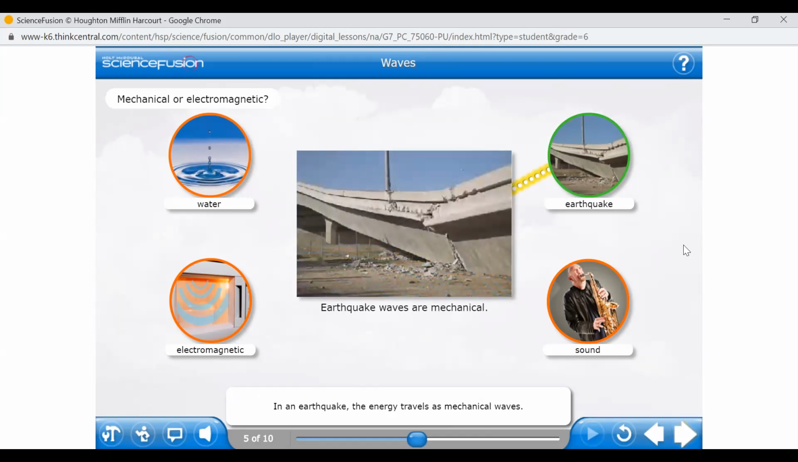In an earthquake, the energy travels as mechanical waves. Rocks and other materials, like soil and water, in and on the surface of Earth, are the medium for earthquake waves. Some earthquake waves, called P waves, are longitudinal. Other earthquake waves, called S waves, are transverse.